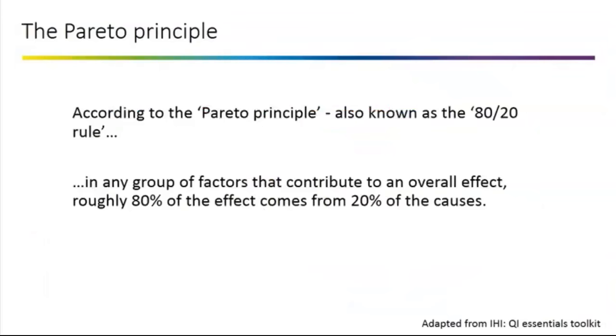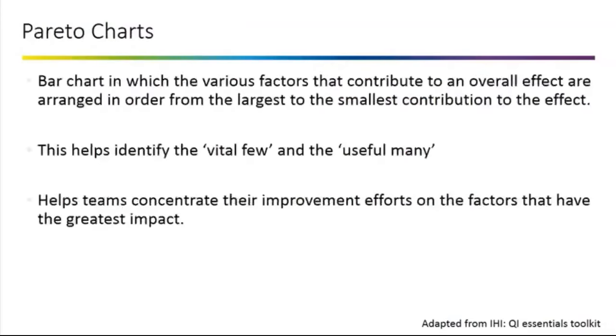Okay, here we are, the Pareto principle. So Pareto charts are based on the Pareto principle, which is also known as the 80-20 rule, which some of you may have heard of. So what that means is that in any group of factors that contribute to an overall effect, roughly 80% of the effect comes from 20% of the causes. Now, don't worry too much about the numbers. Just show you what that means.